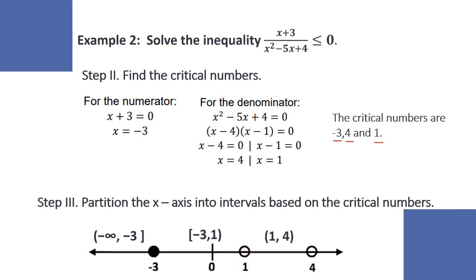Next interval, 1 and 4. We use parentheses because 1 and 4 are not included in the solution set. They are hollow. And the last interval is from 4 to positive infinity, and we use parentheses. Okay.